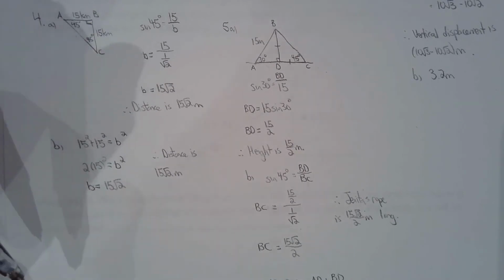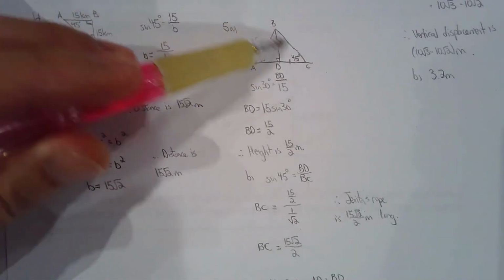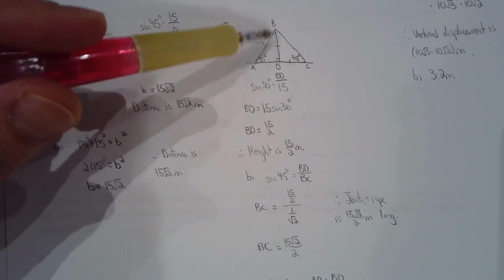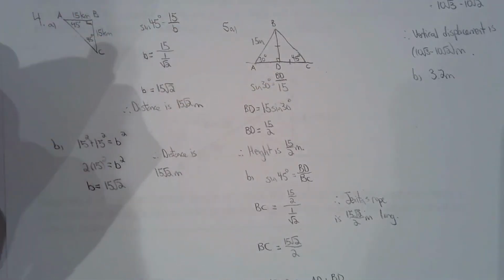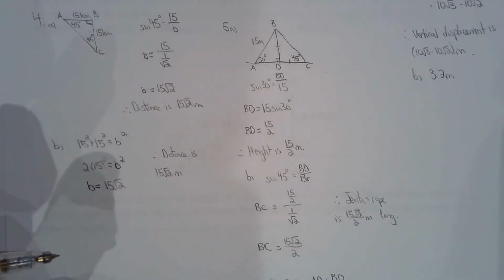And then they ask how long is Janita's rope. So please don't assume it's 15 meters. So Janita's rope is BC, so you can use the sine ratio again because BD is opposite and BC is hypotenuse. You get exact values because you're working with a special angle of 45 degrees.